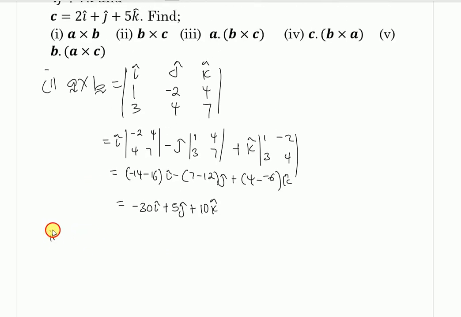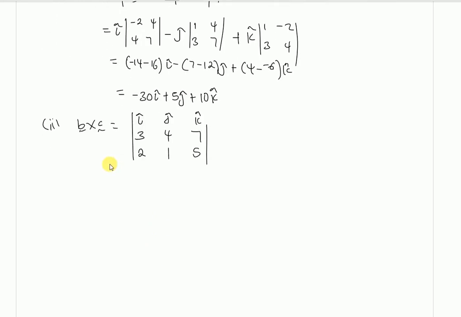Then Roman 2, we have B crossed with C: i, j, k. B is 3, 4, 7 and C is 2, 1, 5. And we shall have i, and the determinant is 4, 7, 1, 5.